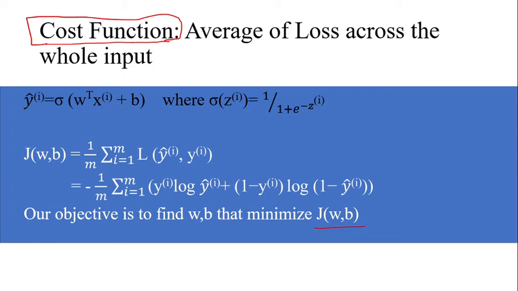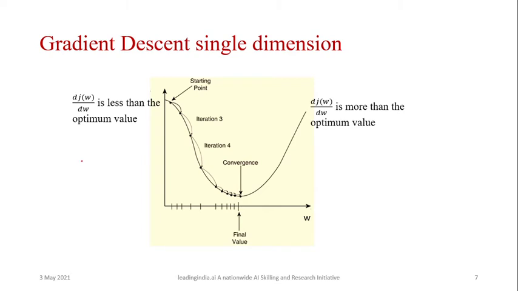So let's understand how to optimize it. In order to optimize, we have a very well known algorithm, gradient descent. Just to understand, I am taking a one-dimensional graph. Ultimately, if you want to minimize, this graph is for the cost function. What we want is a value of W so that your cost will be minimum. This is your convergence point, the final value that we are looking for.